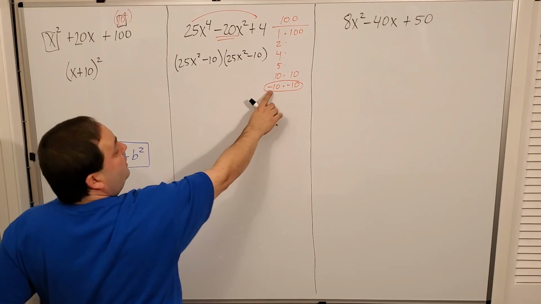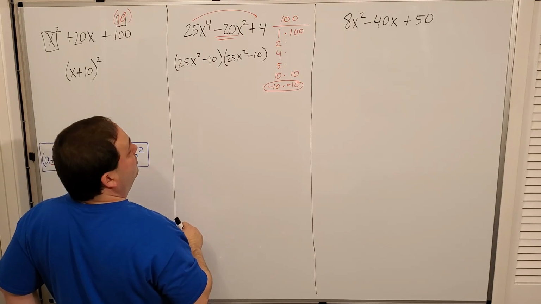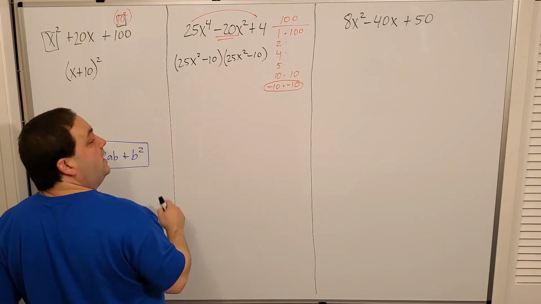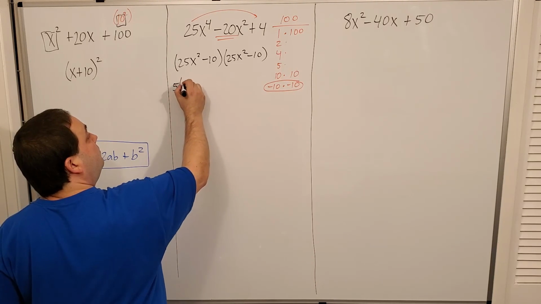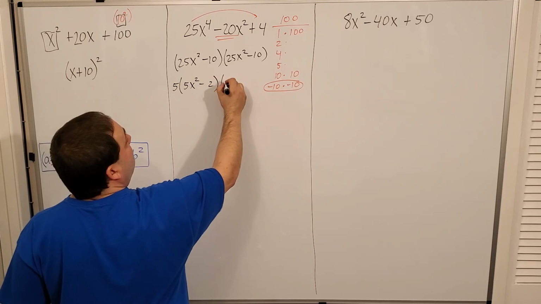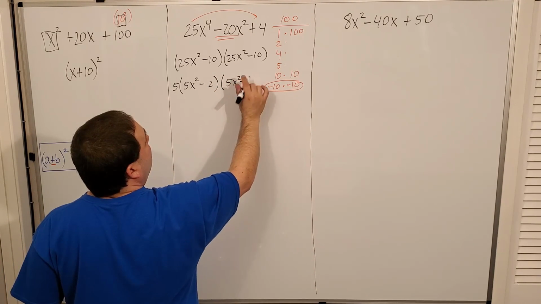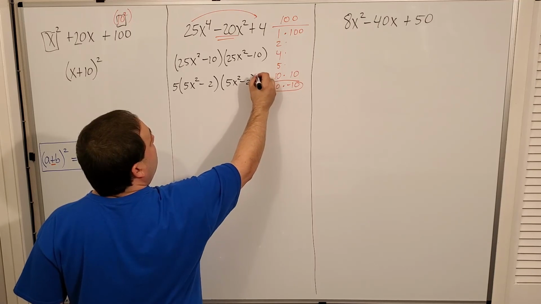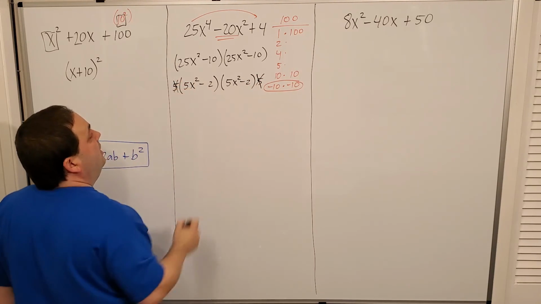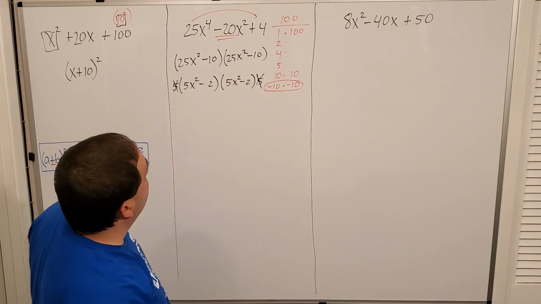And then it's the same thing again, right? Because I picked 2 of the same number and a is the same in both of them. So then 25 and 10 both have a 5 in common. So I'll throw away both of those 5s. And notice I get 5x squared minus 2, 5x squared minus 2.